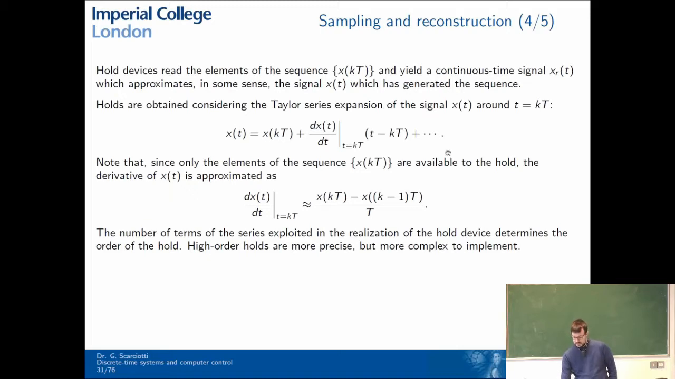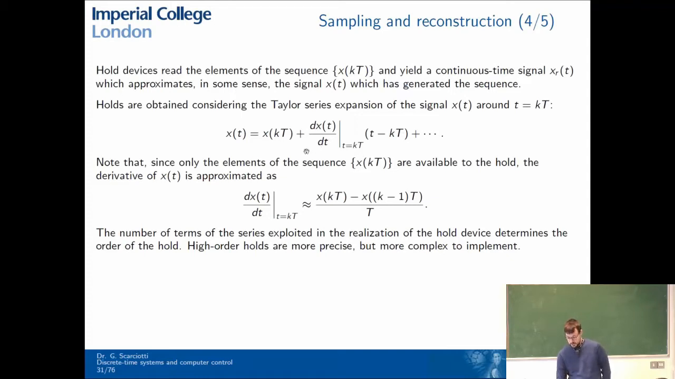So we obtain this Taylor expansion with this approximation, and the idea of the hold device is basically to use part of this series to approximate the signal x(t). In particular, the zero order hold is obtained when only this first value, x(kT), is considered. The first order hold is obtained when both this first value and this second value are maintained, and so on. The second order hold is when the second derivative is considered, the third order hold is when also the third derivative is considered, and so on. So you see that the name first order hold, zero order hold, is based on the order of the derivative that is included in this Taylor expansion.